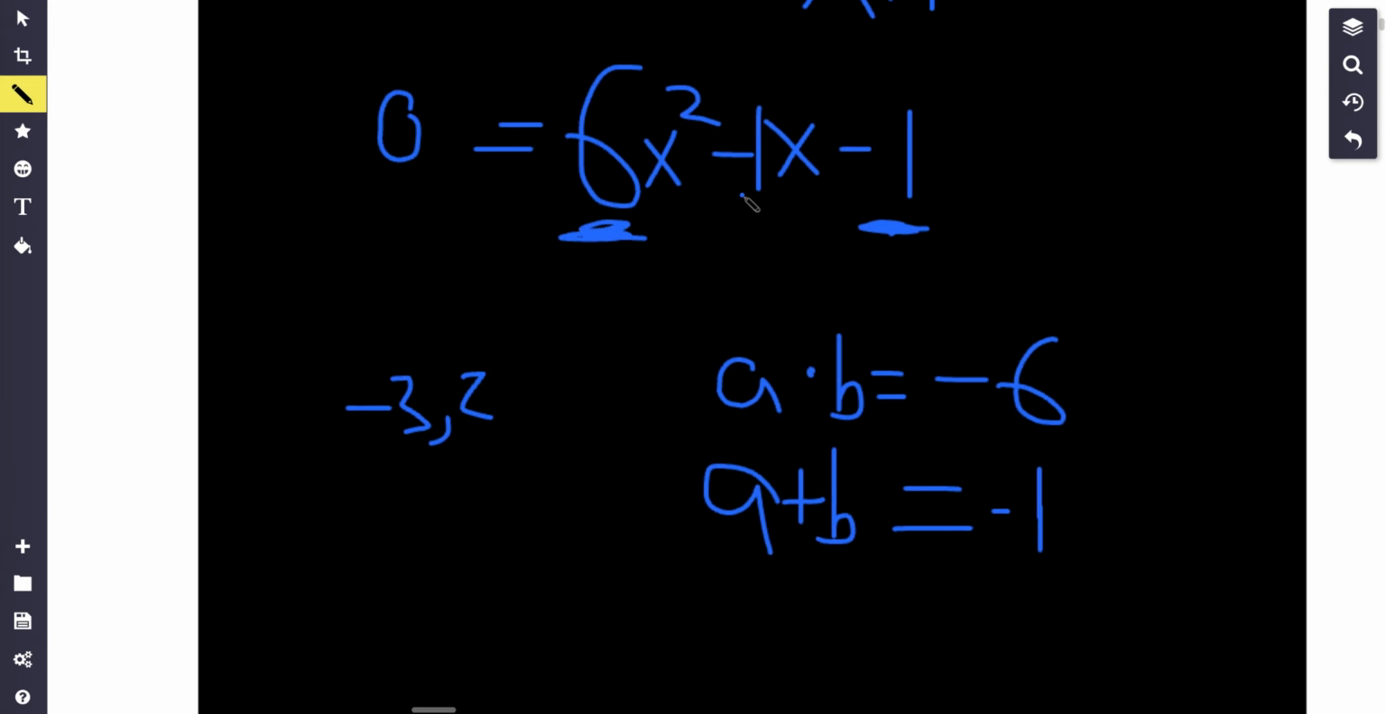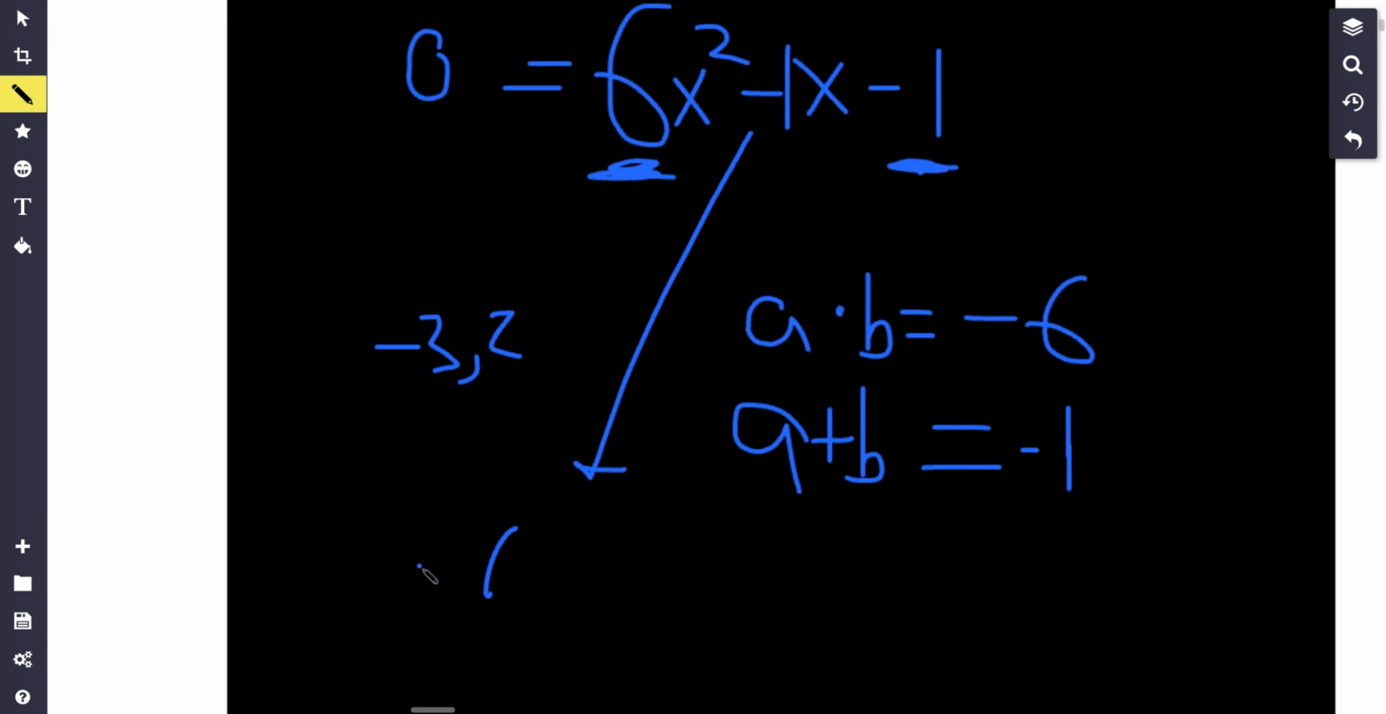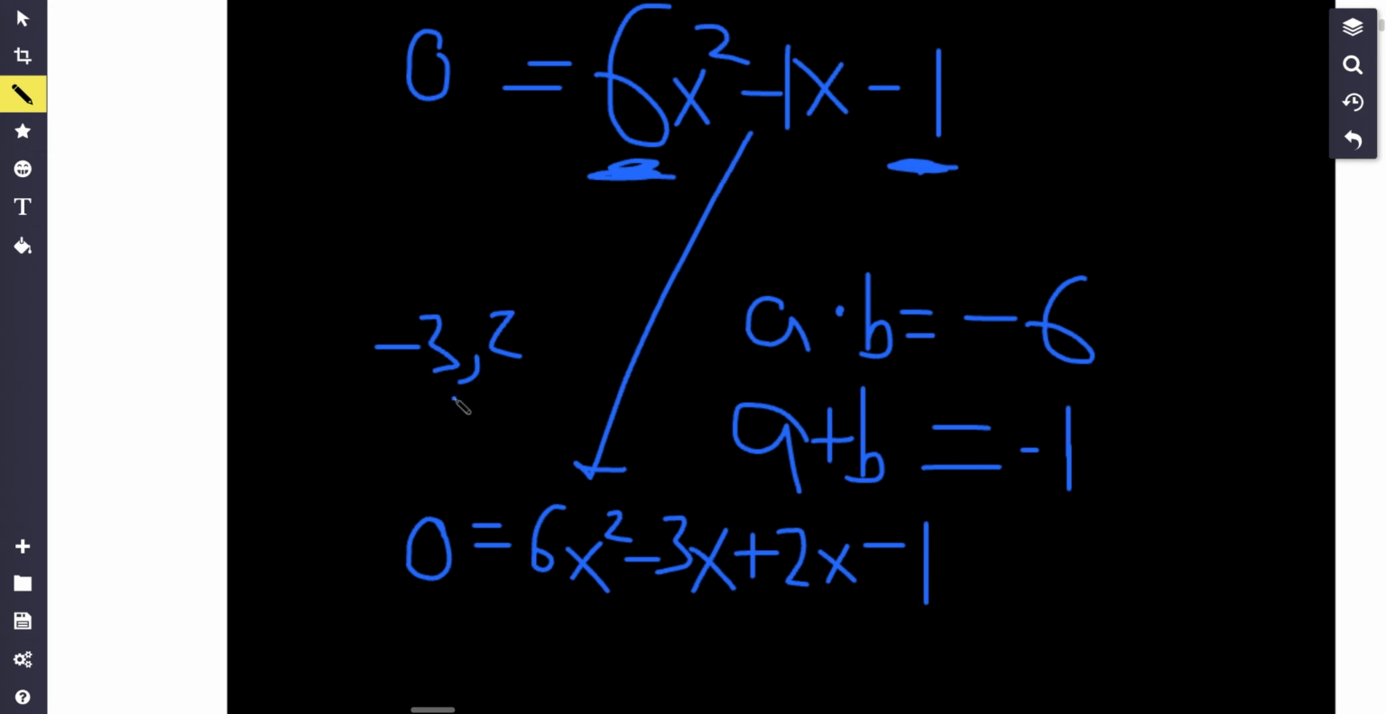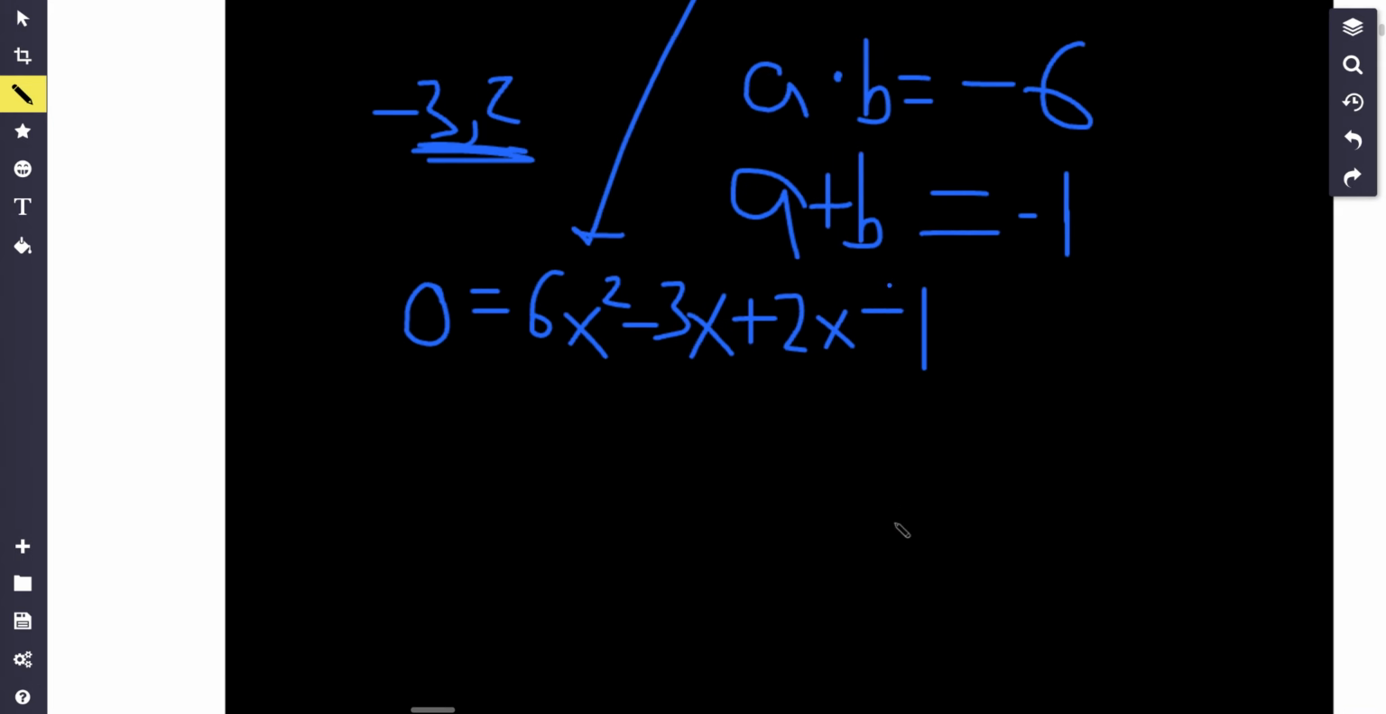So you can actually rewrite this equation as 0 is equal to 6x squared minus 3x plus 2x minus 1, right? All we did here was take the middle term and break it up into these two numbers that we just found. So we broke the middle term up into -3 and +2. Notice how if you add these two numbers up, you get back -1x. So everything remains equal in this equation.